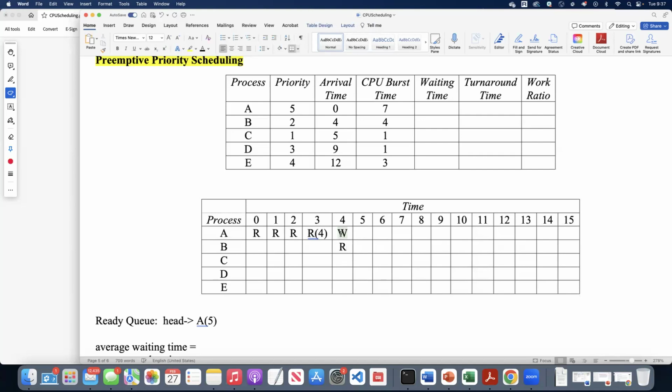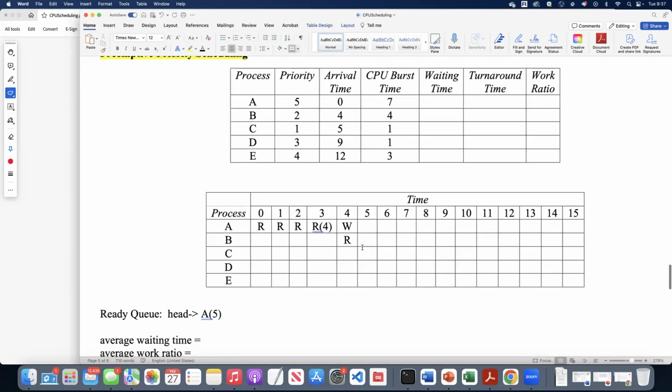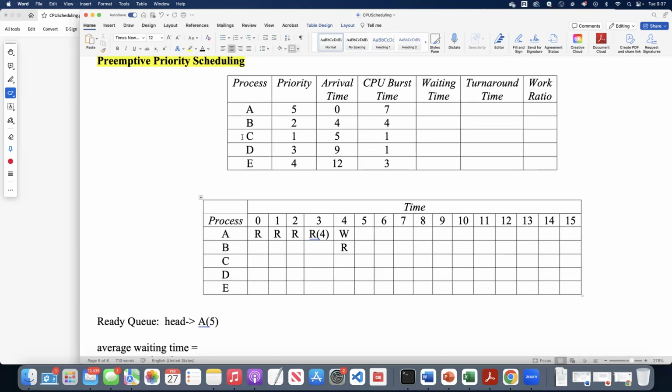So at time 4, A is waiting, B is running. And then at time 5, process C arrives at the ready queue. Now process C's priority value is 1. So C is added at the front of the queue.